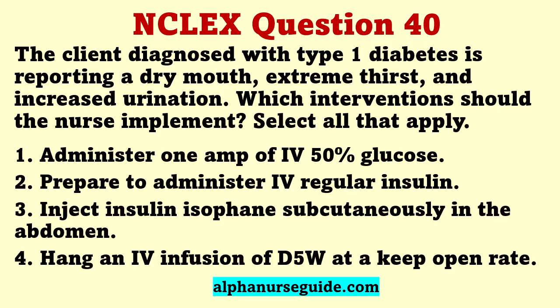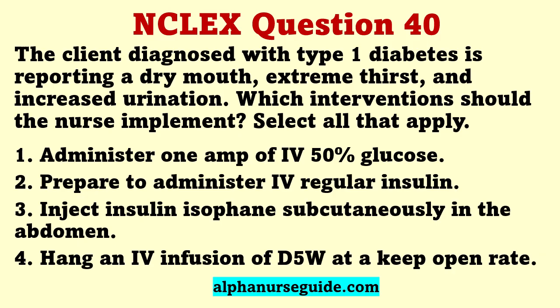5. Check the client's blood glucose level via a glucometer. The correct answers are 2. Prepare to administer IV regular insulin, and 5. Check the client's blood glucose level via a glucometer. The client's signs and symptoms indicate the client is experiencing diabetic ketoacidosis, which is treated with IV regular insulin. These are signs and symptoms of DKA. Therefore, checking the client's blood glucose level is an appropriate intervention.